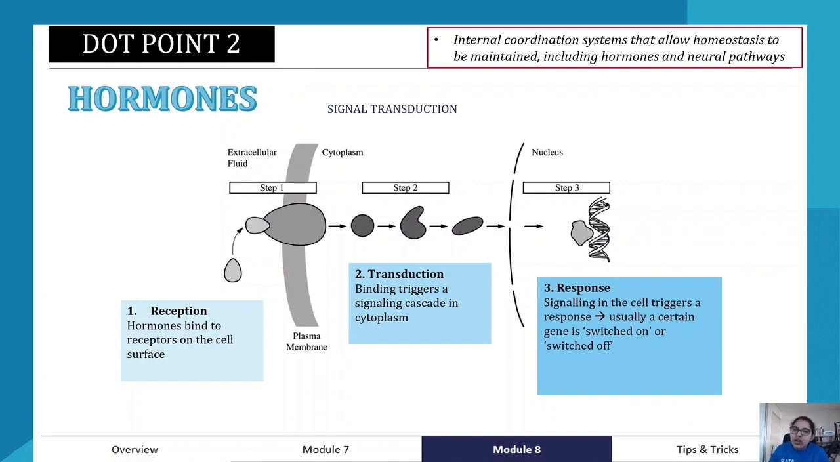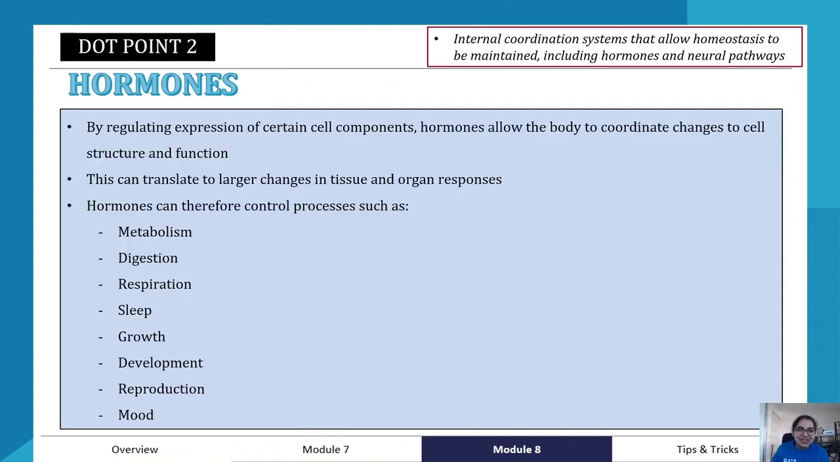And from module 5 we know what that means. That means, for example, if a gene is switched on or off, that is then going to affect protein synthesis, and transcriptional and translational factors as well. Again, feel free to ask any questions.